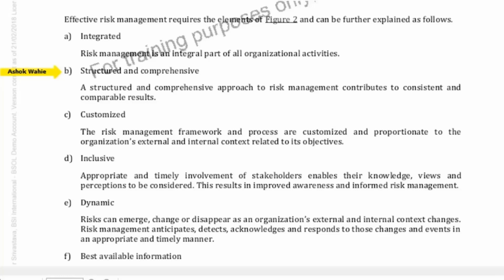Then what is the third principle of customization or tailoring? Take a minute to read this customization.